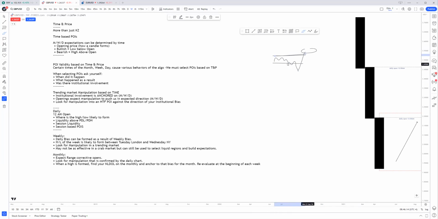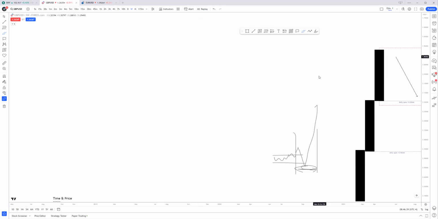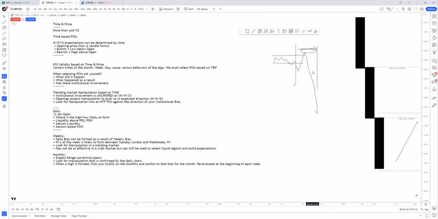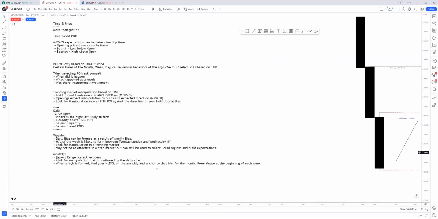But on a Tuesday, you will usually see some kind of manipulation that starts engaging that bias, right? So let's say Tuesday's London session and Wednesday's New York session. Between this time frame, most of the time you're getting that high of the week or low of the week. Okay. So if we're bearish, we're looking for the high of the week. If we're bullish, we're looking for the low of the week. Okay, between Tuesday's London session and Wednesday's New York session. Okay. Yep. Look for manipulation in a trending market.